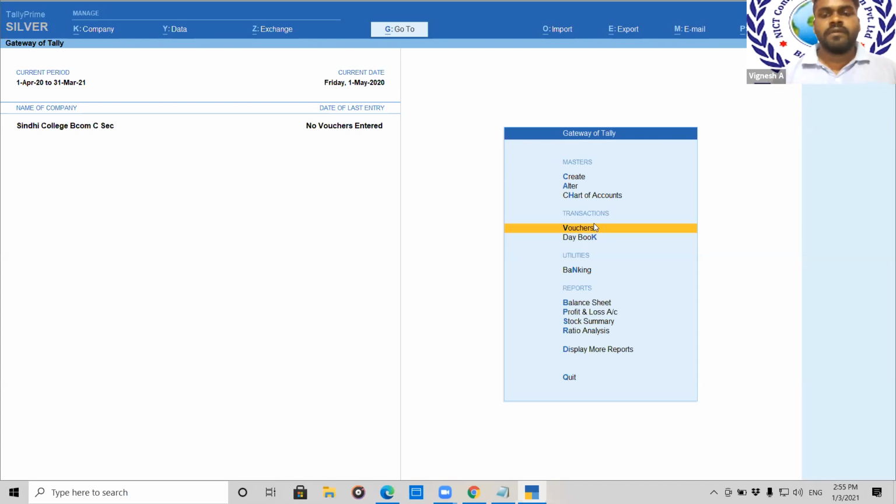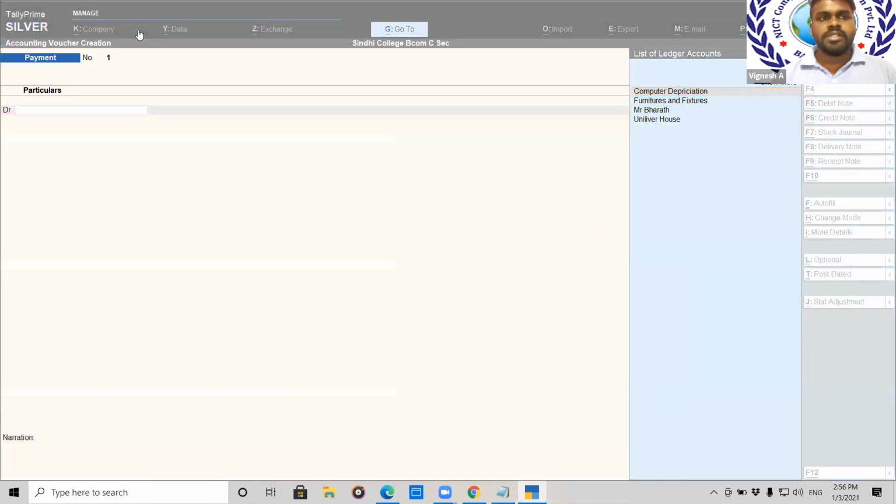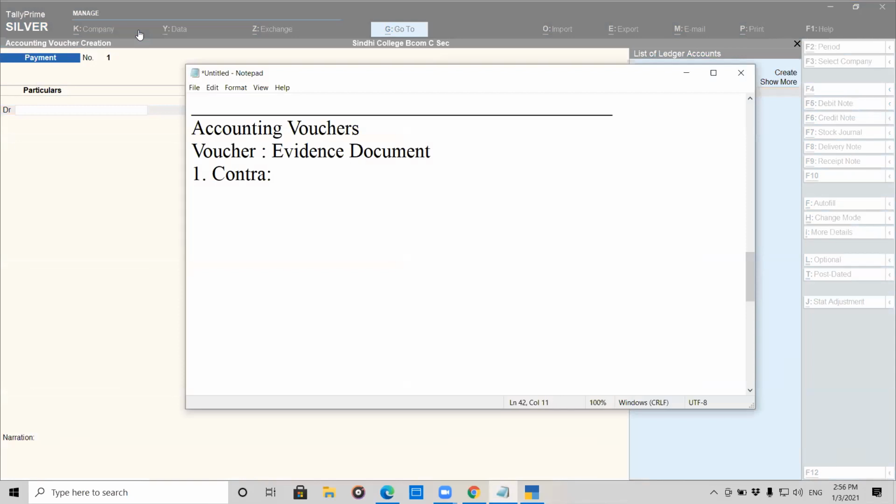So initially, when you go to vouchers, you can see by default it opens with your payment voucher. You can see on the right-hand side, accounting voucher creation. So first, let me study your contra voucher.